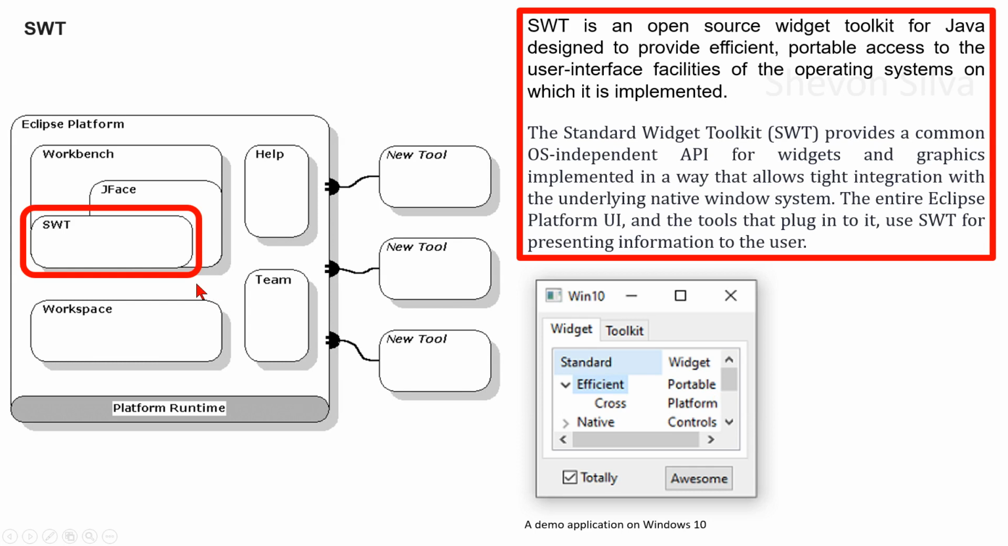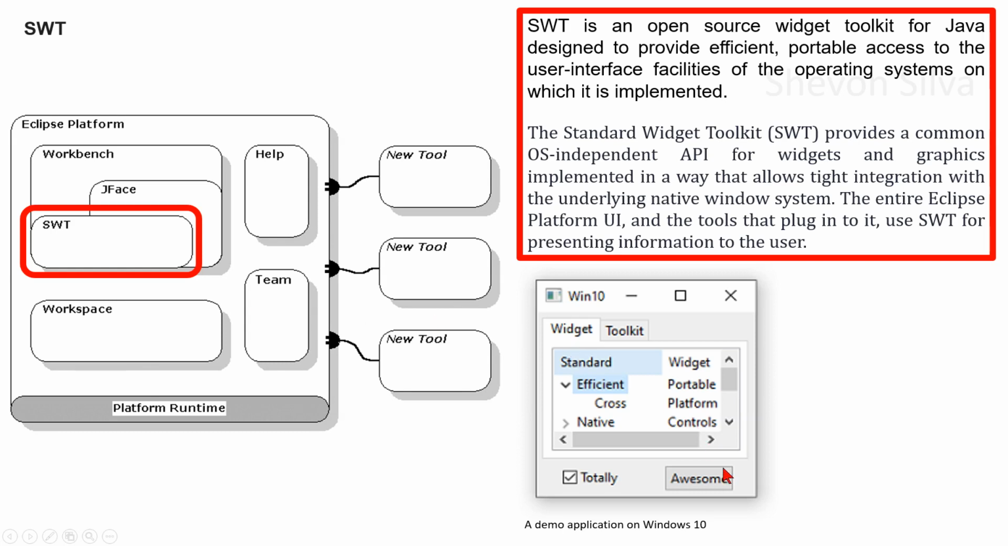SWT is an open source widget toolkit for Java designed to provide efficient, portable access to the user interface facilities of the operating systems on which it is implemented. The standard widget toolkit provides a common OS independent API for widgets and graphics, implemented in a way that allows tight integration with the underlying native windowing system. The entire Eclipse platform UI and the tools that plug into it use SWT for presenting information to the user.